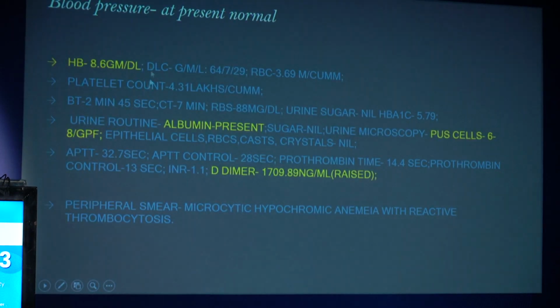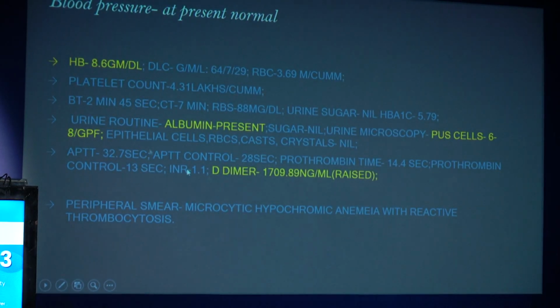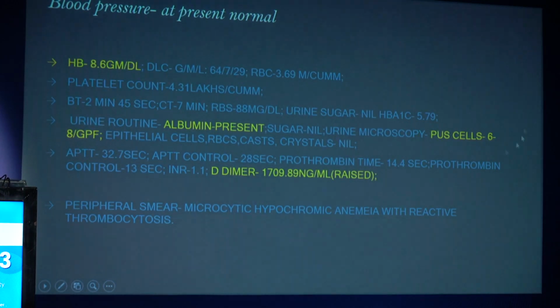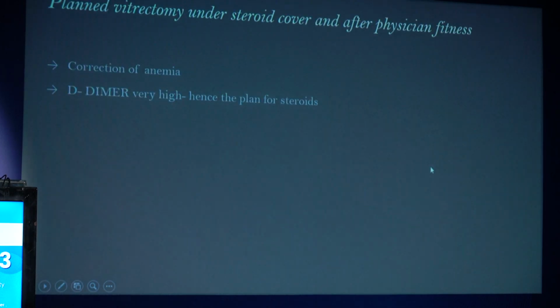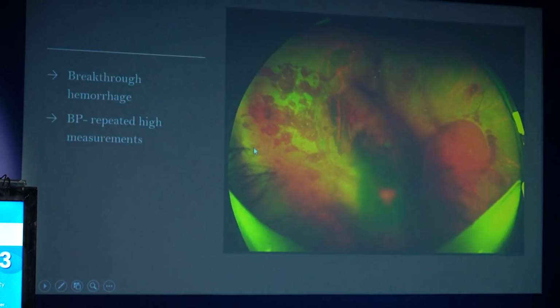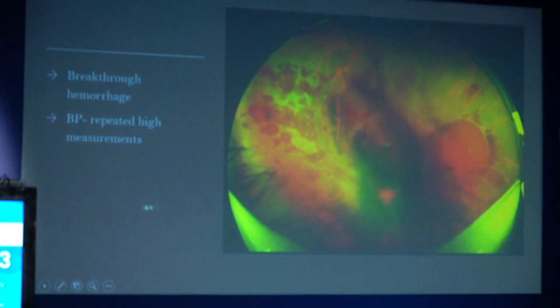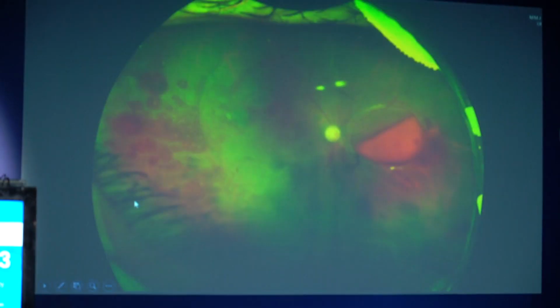We worked her up. She was found to be anemic with some microalbuminuria and some probably UTI, we don't know. D-dimer was severely raised. So we corrected her anemia and planned a vitrectomy under steroid cover because her D-dimer was very high, and we sought physician fitness. She developed a breakthrough hemorrhage meanwhile, and we saw that her blood pressure was not getting controlled no matter what.